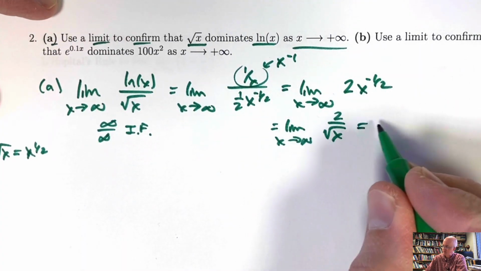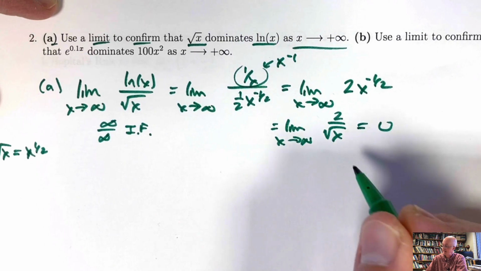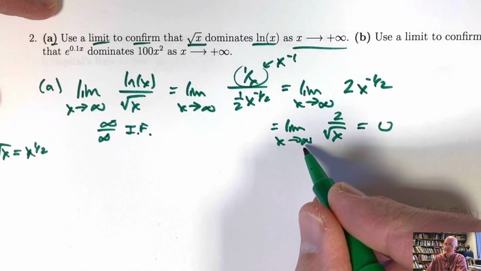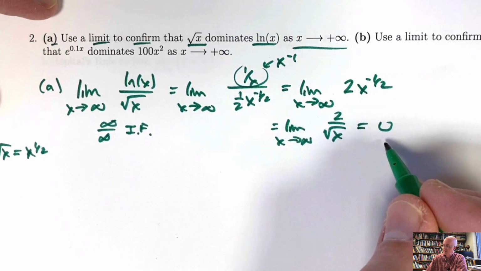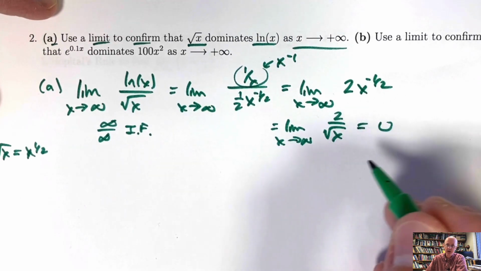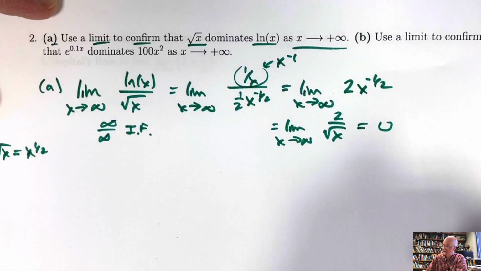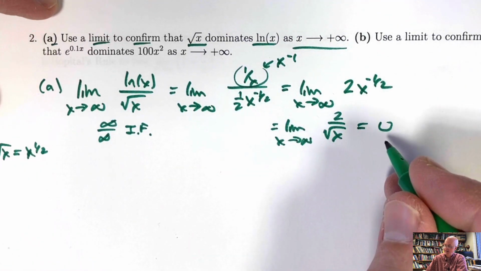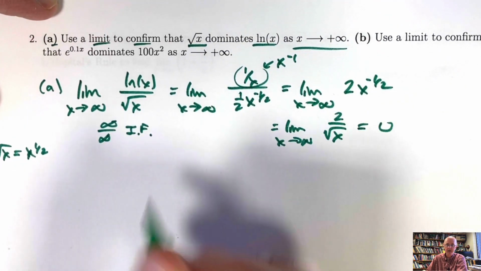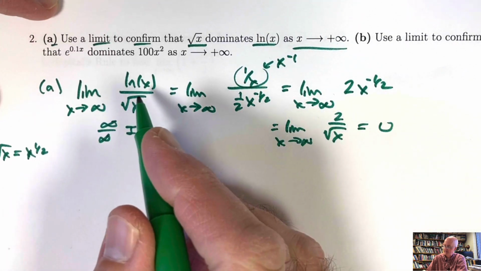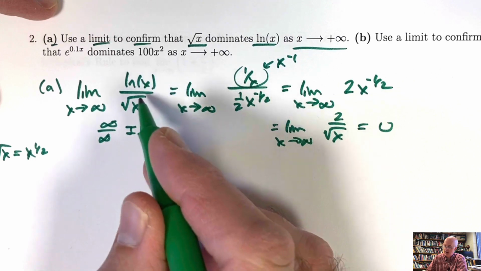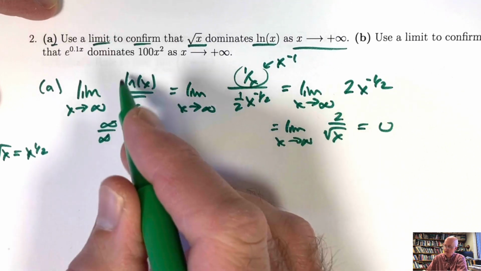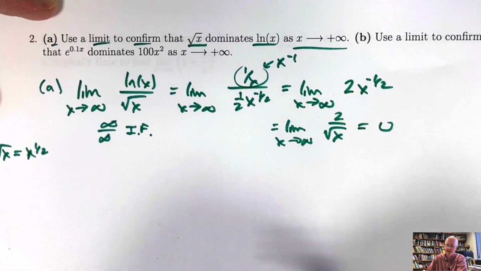This definitely goes to 0 as x goes to infinity. It's not continuous at infinity because infinity is not a number, but it definitely gets smaller and smaller, arbitrarily close to 0 as x gets larger and larger. You can plug in numbers and make it get as small as you like. So this limit is 0, and that means this limit is 0 by L'Hopital's rule, and that means that square root of x dominates natural log of x as x goes to infinity. The bottom goes to infinity much faster than the top does, enough to make this limit 0.